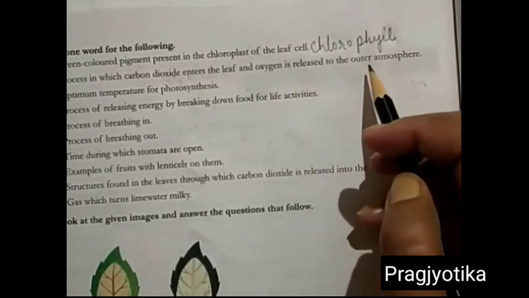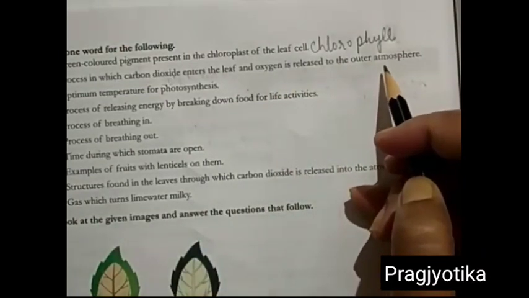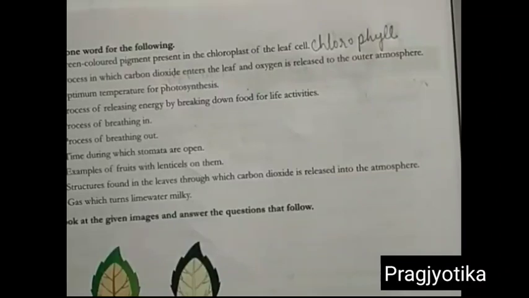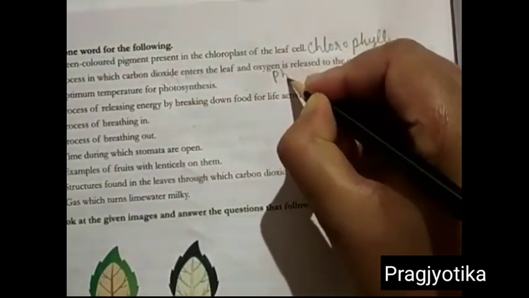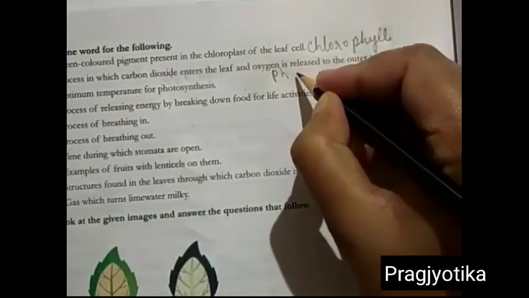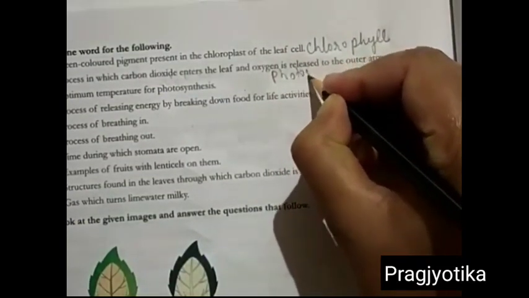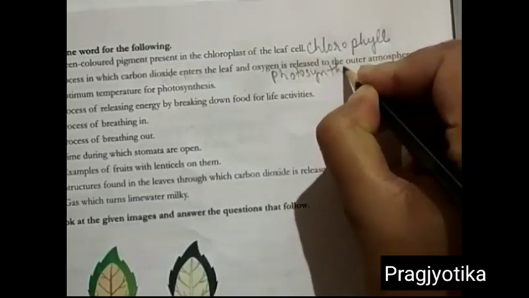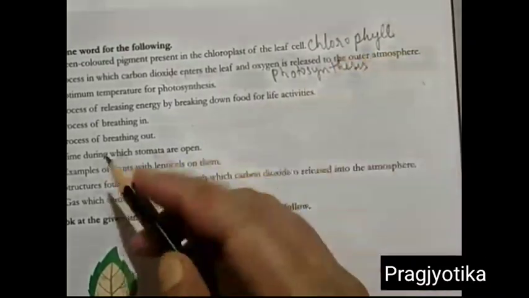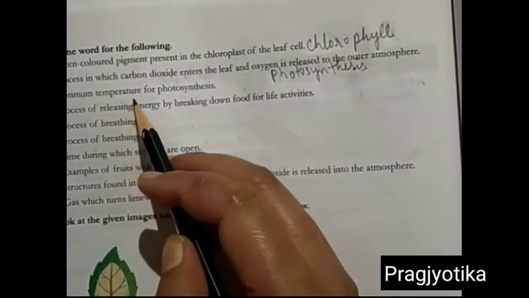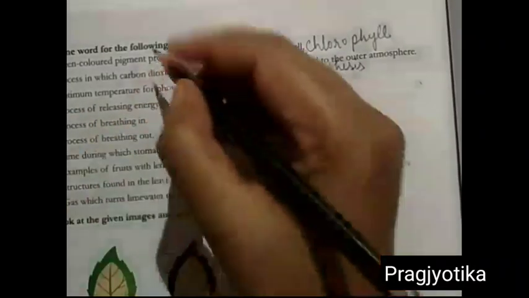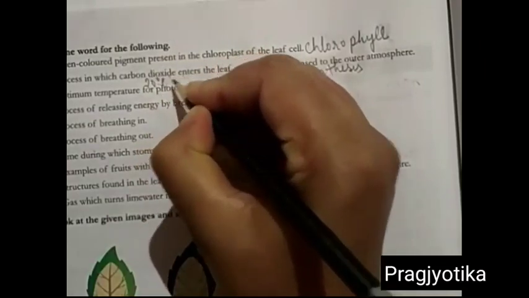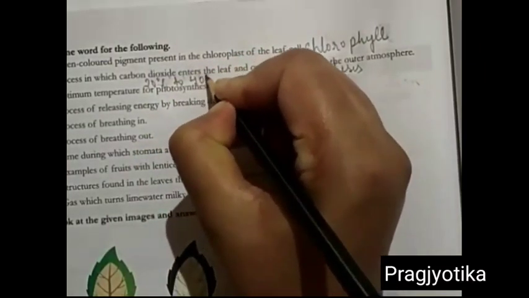Okay. Then next question is process in which carbon dioxide enters the leaf and oxygen is released to the outer atmosphere. So this is photosynthesis. During photosynthesis, carbon dioxide is taken in and oxygen is released. So answer will be photosynthesis. Number 3, optimum temperature for photosynthesis. Here optimum means best temperature. So it will be 20 degrees Celsius to 40 degrees Celsius.